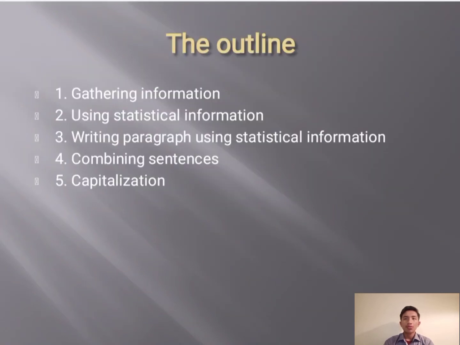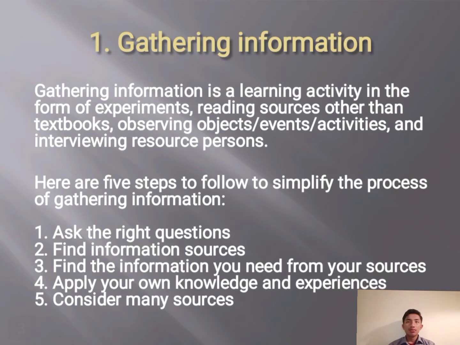The several ways of giving information. The first is gathering information. The second, using statistical information. The third, writing paragraph using statistical information. The fourth, combining sentences. The fifth is capitalization. Okay, the first point is gathering information.